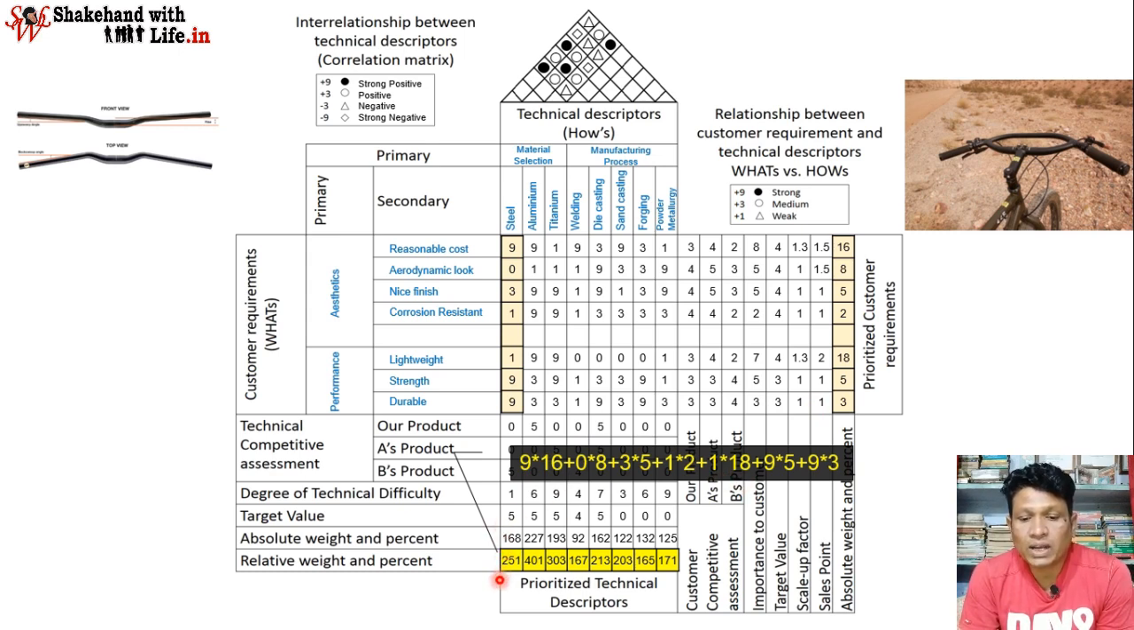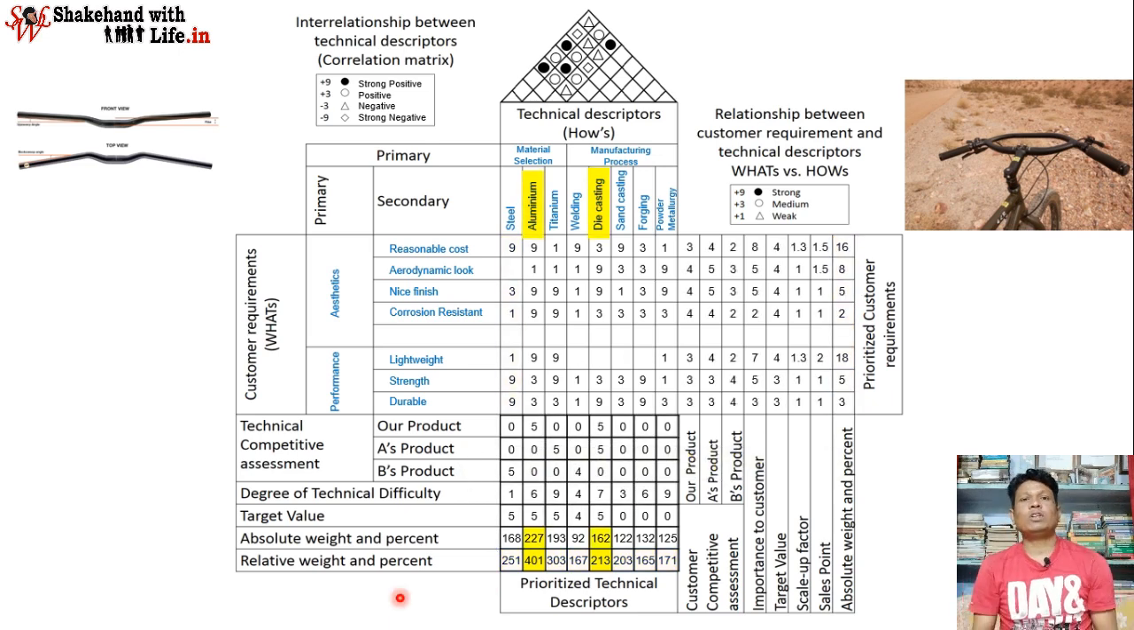And similarly, we can calculate the relative weight for aluminum, which comes out as 401, and for titanium it comes out as 303. For manufacturing processes, for welding it comes out as 167. For die casting, it comes out as 213. For sand casting, 203. For forging, 165. For powder metallurgy, 171.